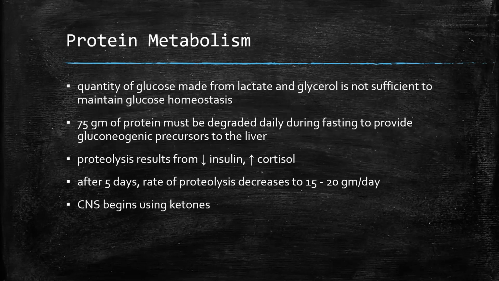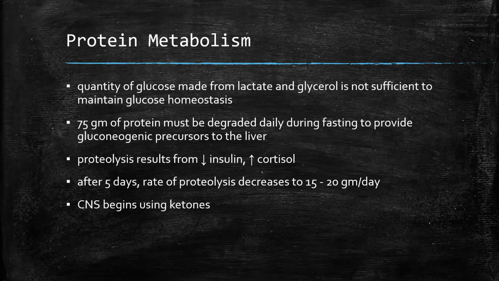And it usually is necessary to use amino acids because the amount of lactate and glycerol available is usually not sufficient to maintain glucose homeostasis in the early injury period. And so the shortfall must be made up by breaking down protein into amino acids. The protein breakdown, again, is under the influence of cortisol primarily, and also the decreased insulin around is important as well.